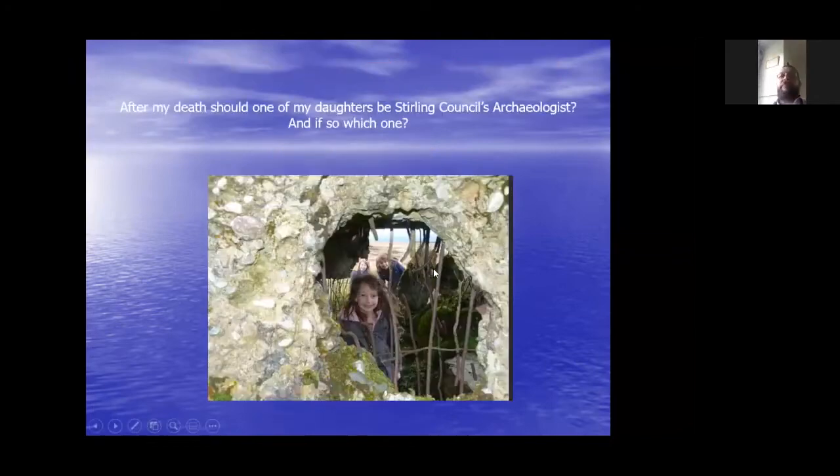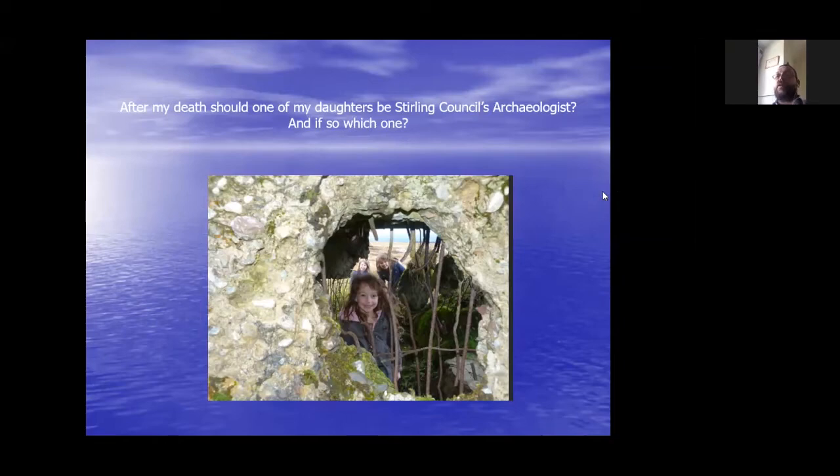Okay, so let me pose a question. Let's go back to the beginning of the conflict. So if we get slide 2, Ross, please. Now, these are my three darling daughters posing in the Atlantic Wall on Sheriff Muir. And my question is, after my death, should one of my daughters be Stirling Council's archaeologist? And if so, which one? Right? Now, this seems vaguely ridiculous at the moment.